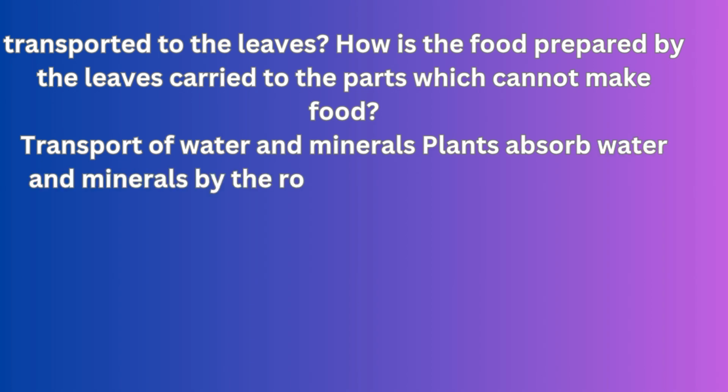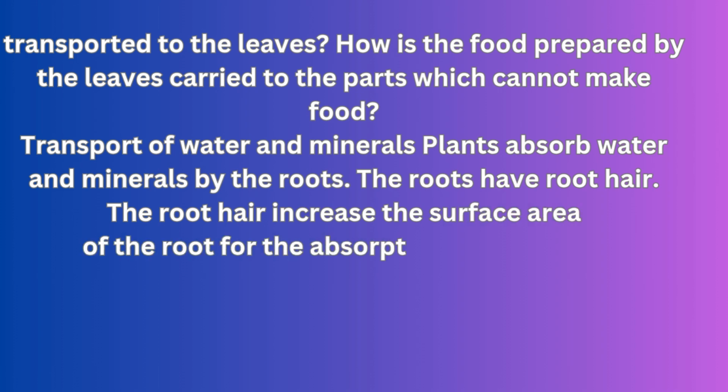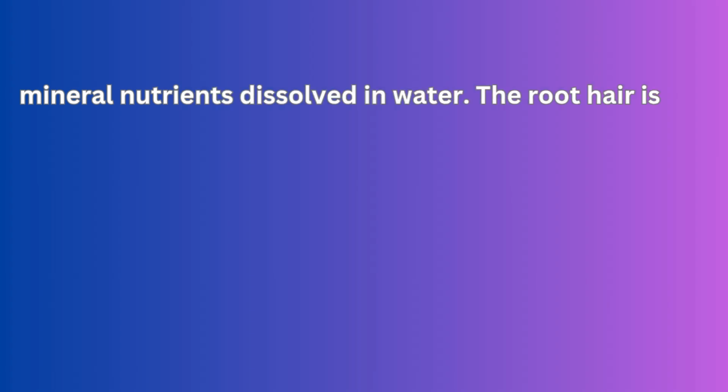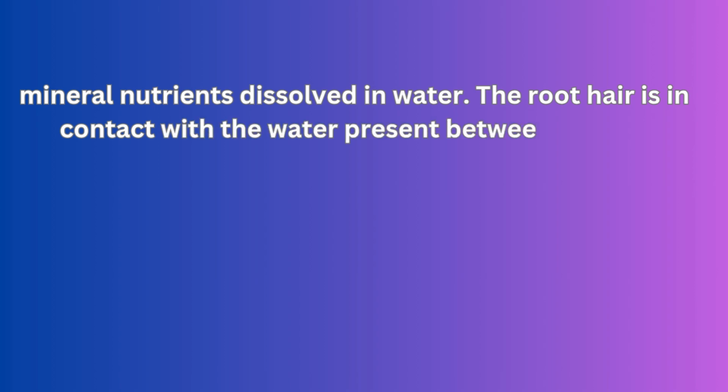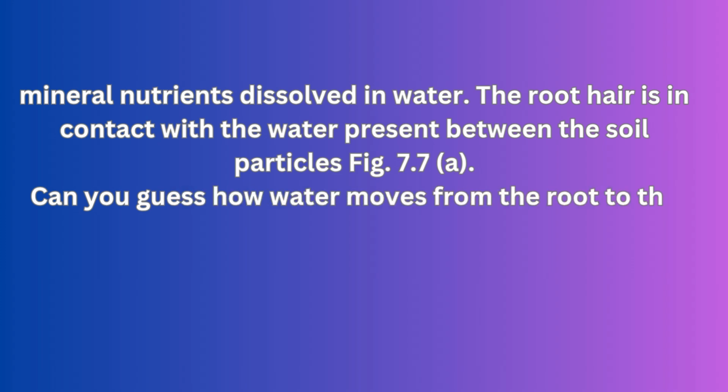Plants absorb water and minerals by the roots. The roots have root hair. The root hair increase the surface area of the root for the absorption of water and mineral nutrients dissolved in water. The root hair is in contact with the water present between the soil particles. Figure 7.7a.